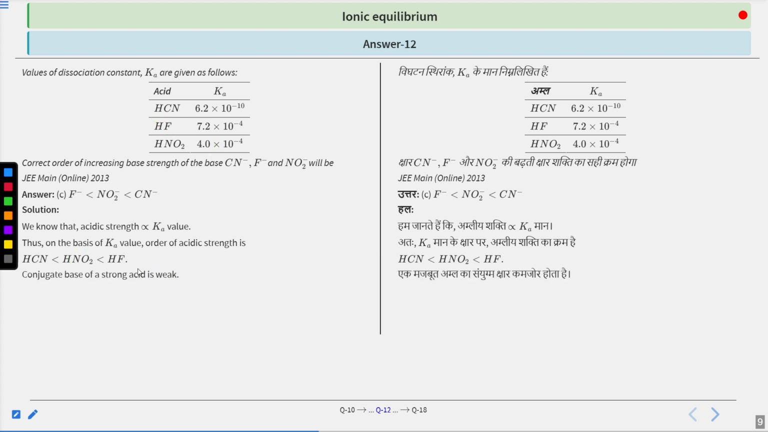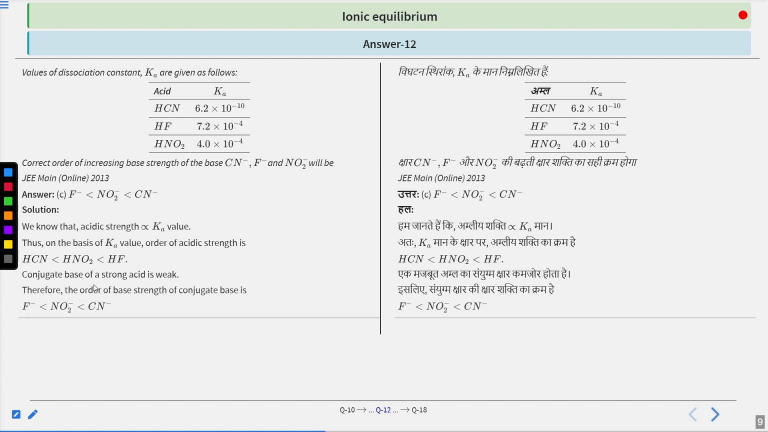Now, the stronger the acid, the weaker is its conjugate base. So the conjugate base of a strong acid will be weak and that of a weak acid will be strong. So this order will get reversed for the conjugate bases of these acids. CN minus will be the first one, then we will have NO2 minus, and at last the weakest one is the F minus conjugate base. So this is your order for the basicity, or the basic strength, of the given conjugate bases.